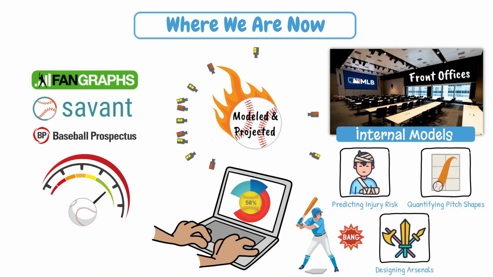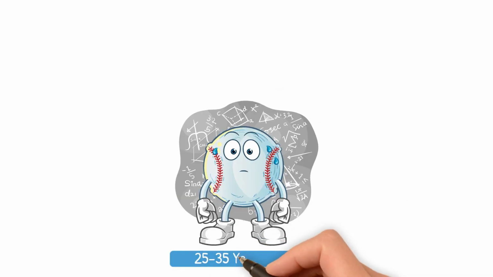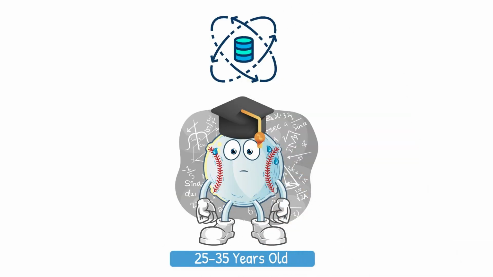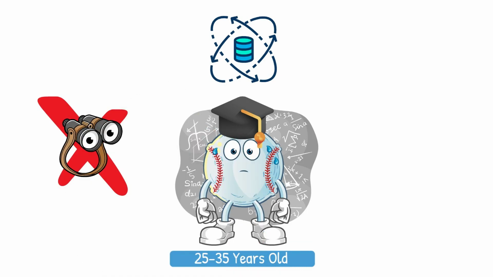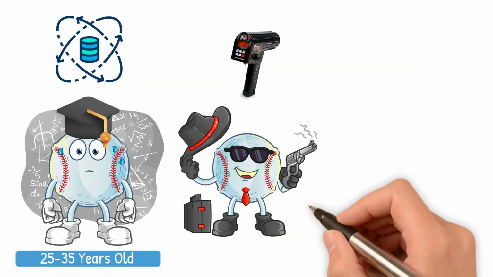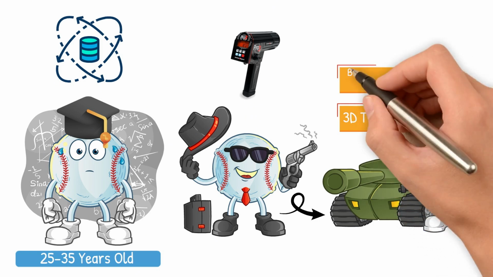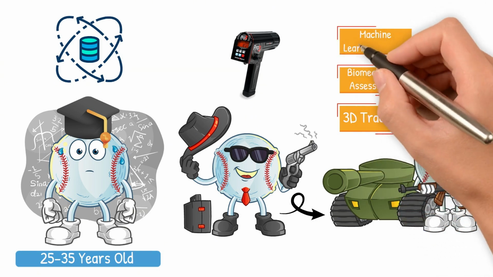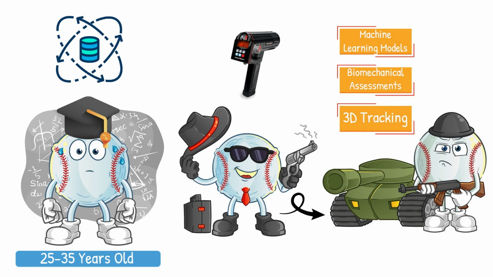And the analysts building those models, they're often 25 to 35 years old, with backgrounds in data science, not scouting. Pitching analysis has gone from radar guns and gut feel to 3D tracking, biomechanical assessments, and machine learning models. The business of baseball has turned into just that, a business.